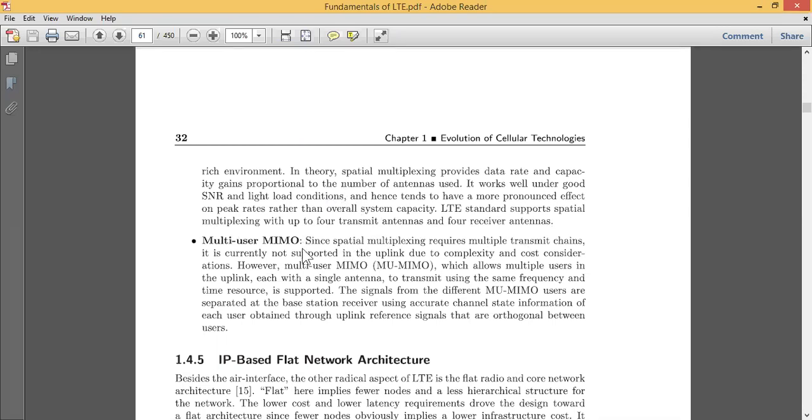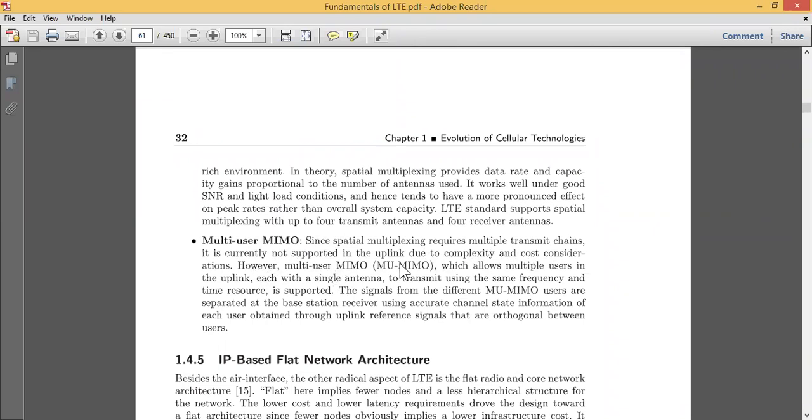Now, the last type of advantage here is the multi-user MIMO system. This is another important thing. In the last video lecture, I covered what MIMO systems actually are. Since we make use of spatial multiplexing, we require multiple inputs and multiple outputs; the MIMO system is called a multiple antenna system. In the MIMO system, multiple antenna transmit chains are currently not supported in the uplink, due to complexity and cost considerations.